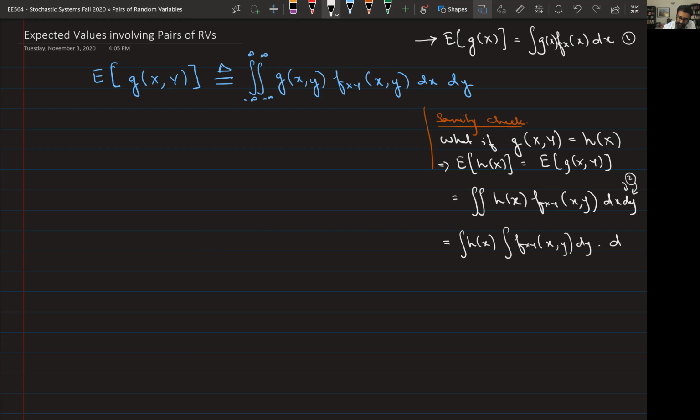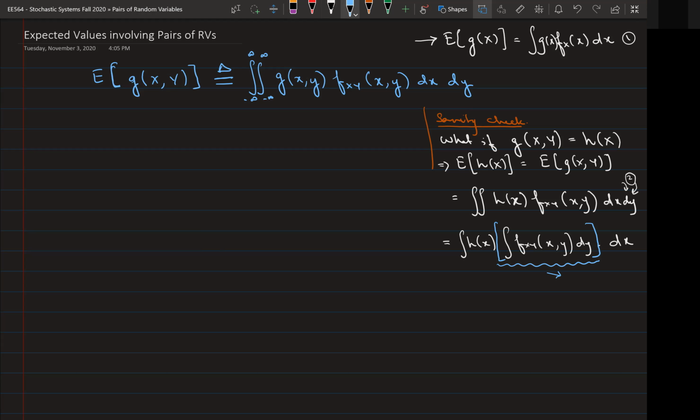And I can have an integral dx outside. Okay? And so, this is a bracket here, and this is a bracket here. And then I see that this thing here is equal to what? Isha, what is this equal to?